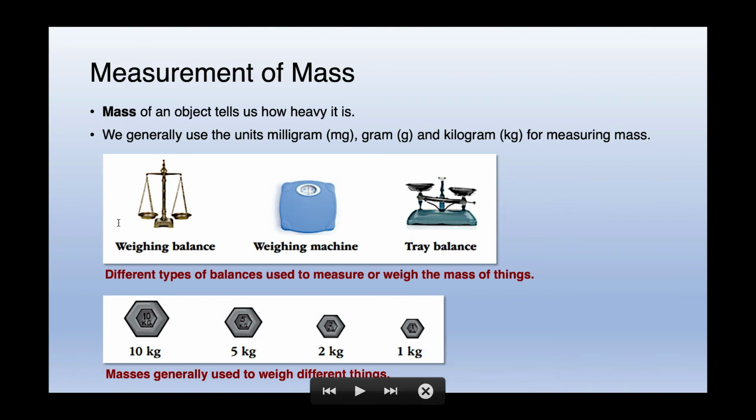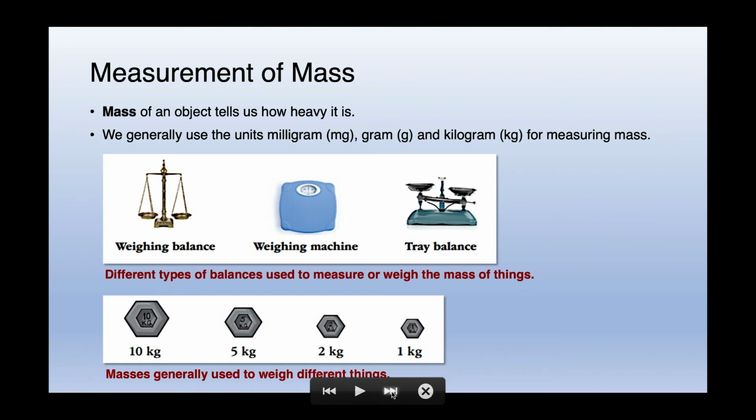So here we have a weighing balance, then over here we have a weighing machine, and over here we have a tray balance. Now, in this picture, we have masses which are generally used to weigh different things. So here we have a block of 1 kg. Then over here we have a mass of 2 kgs. Here we have a mass of 5 kgs. And here we have a block of 10 kgs.